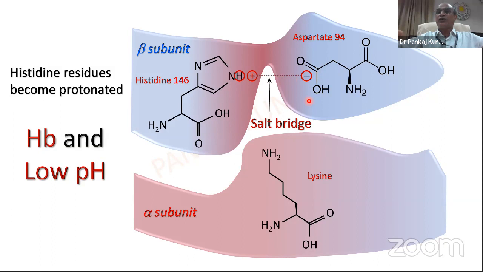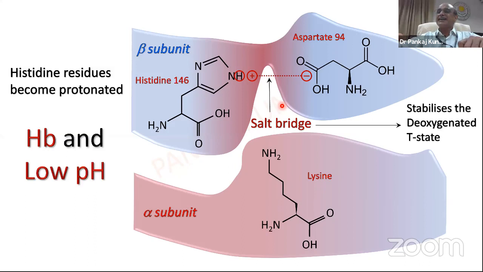And these H-ions, because they are protonated, can easily combine with the negatively charged part on the other side, forming a salt bridge. This kind of hemoglobin without the salt bridge is very unstable. That's why it is called tense. So as soon as the oxygen is less, the deoxygenated hemoglobin is very tense. It is taut. So to stabilize this, there's a salt bridge which forms because of the H-ions which have accumulated. And this salt bridge actually stabilizes the deoxygenated or the taut hemoglobin.